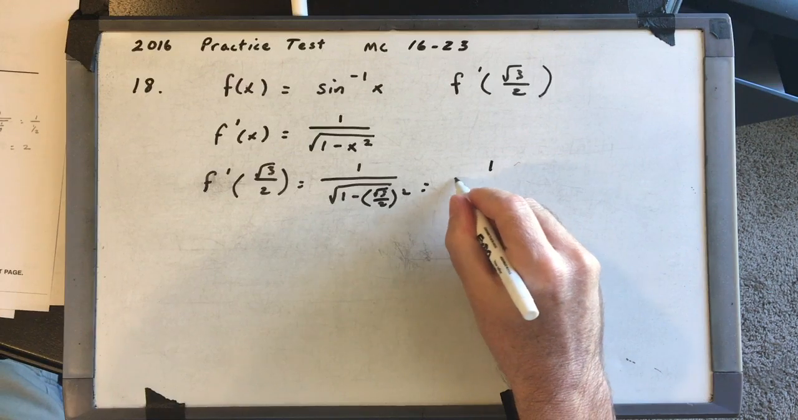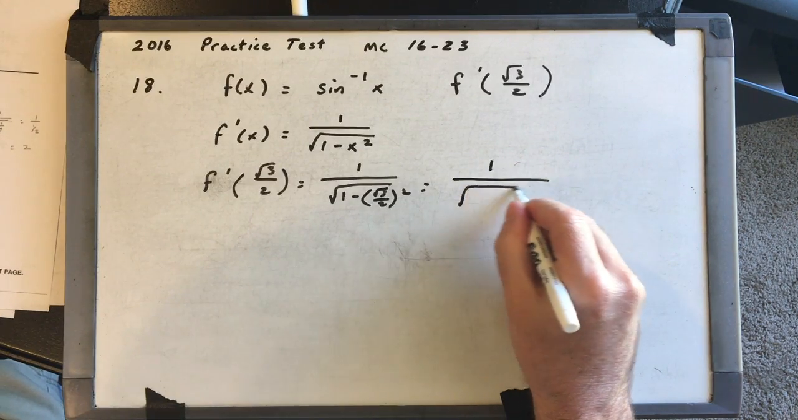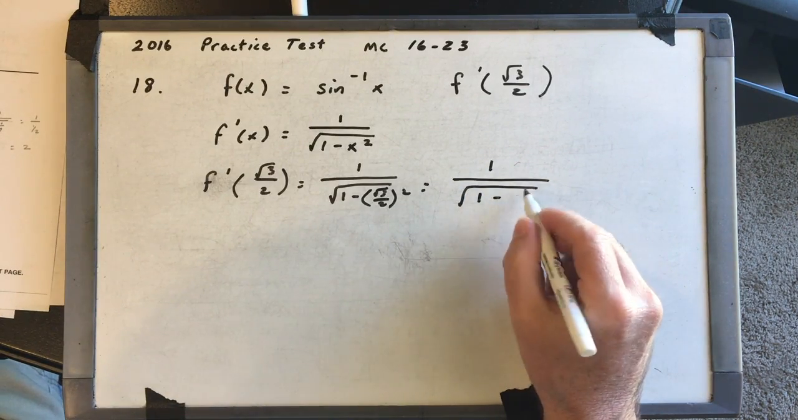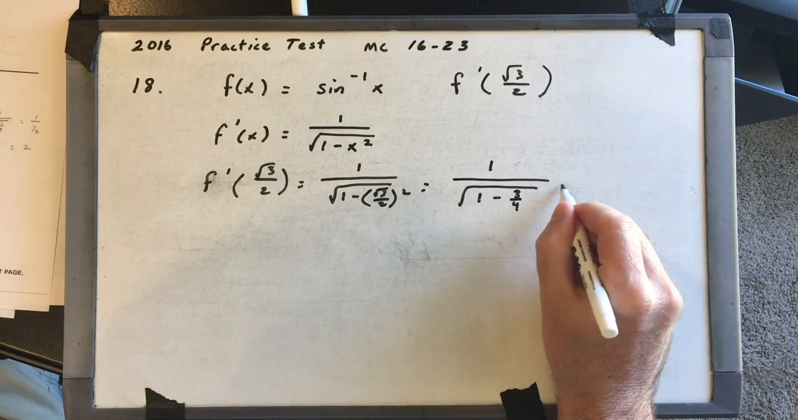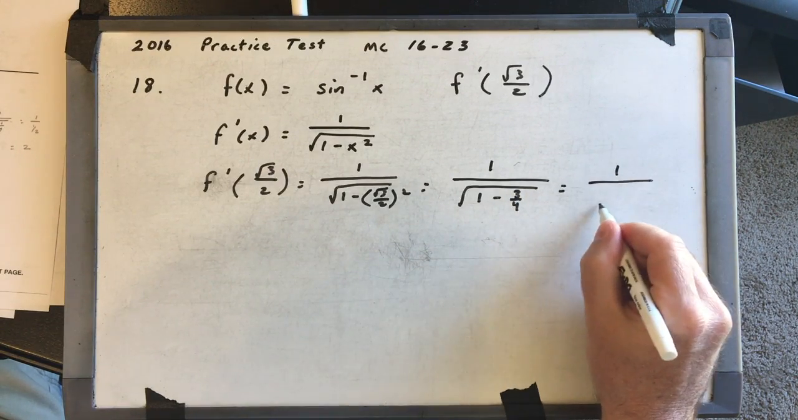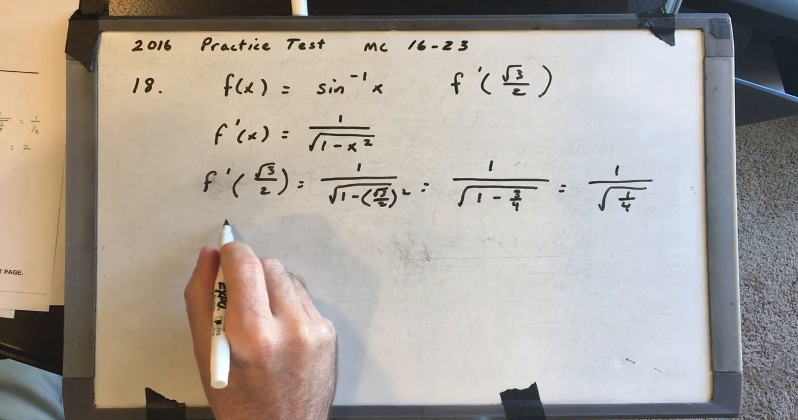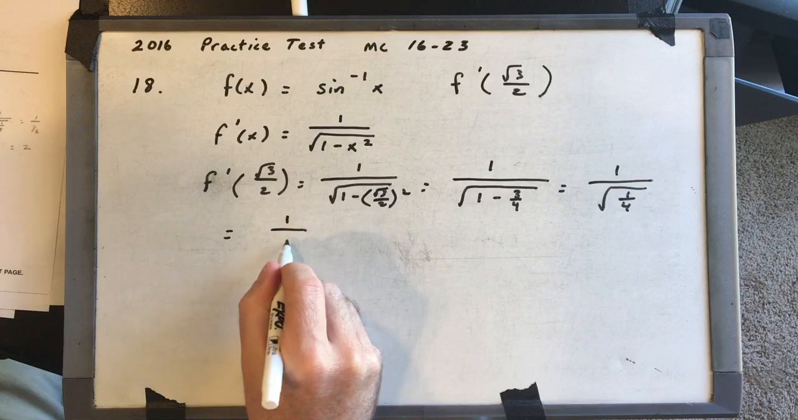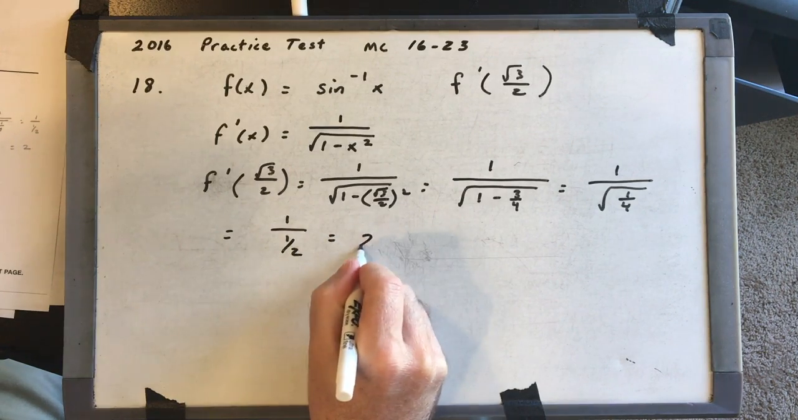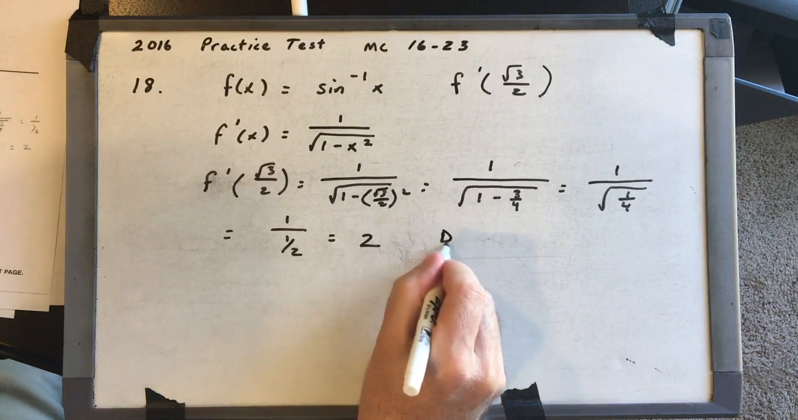So that is 1 over the square root of 1 minus 3/4, which would be 1 over the square root of a fourth. What's the square root of a fourth? It's a half. So that's 1 over a half, which is 2, which is answer D.